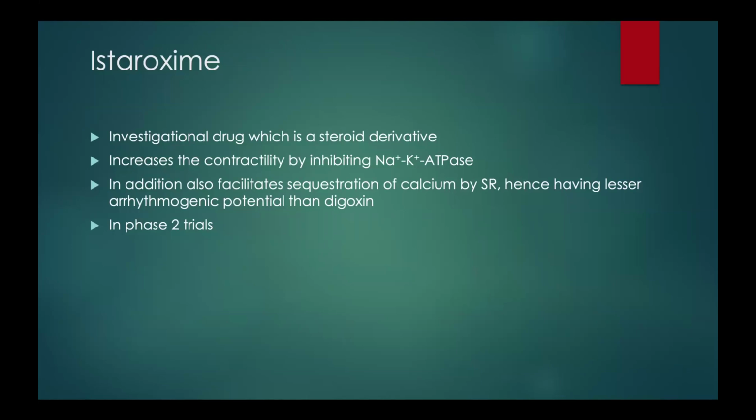Istaroxim. So, istaroxim is an investigational drug which is a steroid derivative. It increases the contractility by inhibiting the sodium potassium ATPase and stimulates the SERCA2A protein, which helps to increase the contraction and increases relaxation peripherally. However, it also has potential of reduced arrhythmia and is presently a part of the HORIZON-HF2 trial.